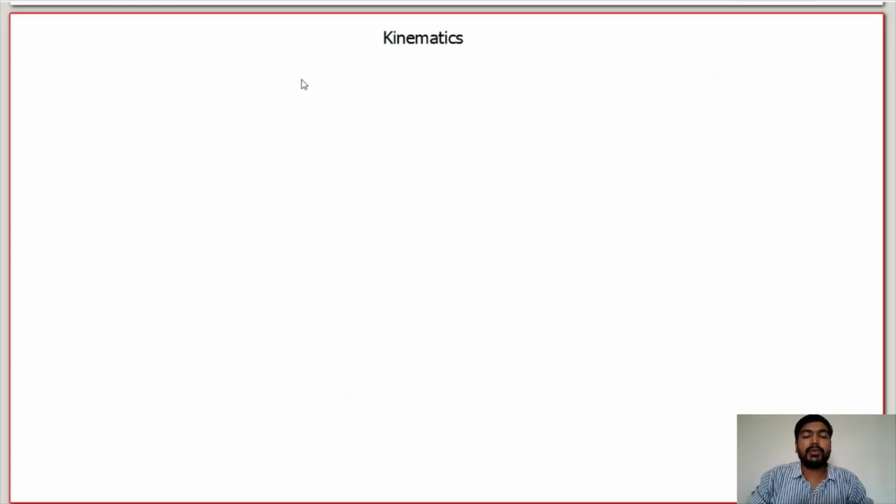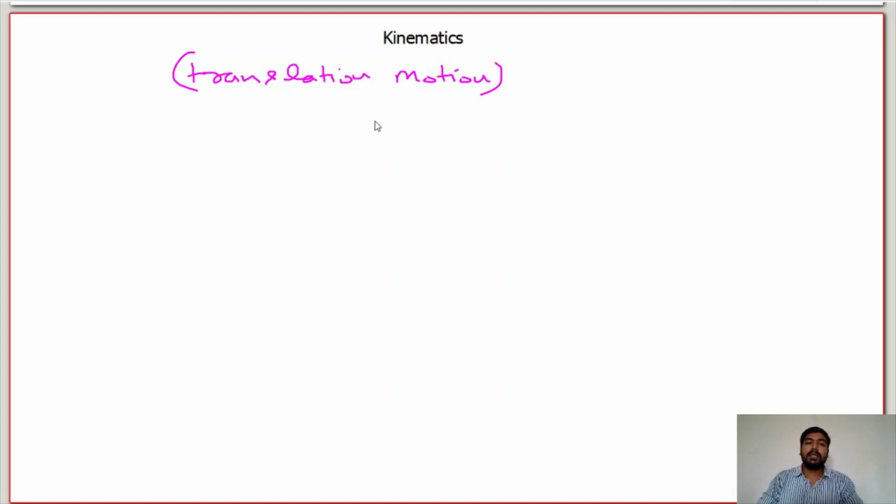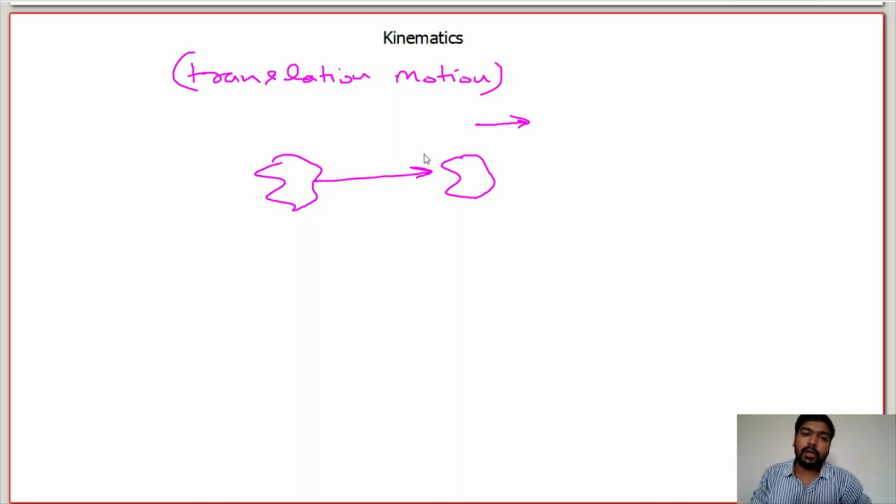So in kinematics, we are going to study two types of motion. Basically, one type of motion is translation motion. In translation motion, first, what is translation motion? Translation motion is the motion which is done on a line. One body is being translated to here. So motion in some direction is called translation.